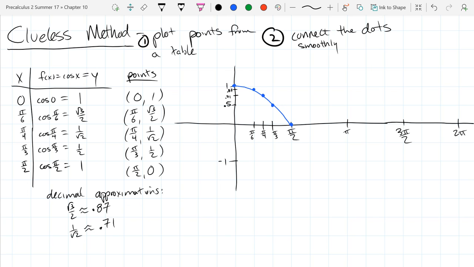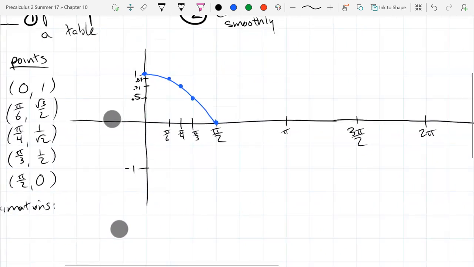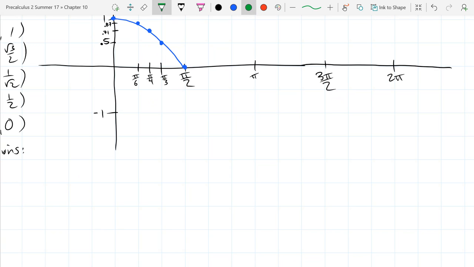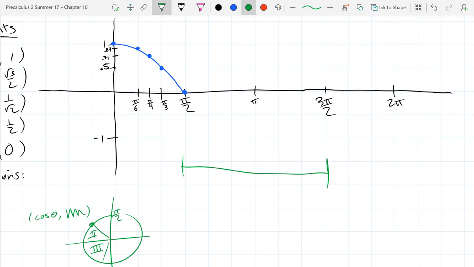I could extend my table further, keep dropping down, getting more and more values, but what I'm going to do instead, we're not completely clueless about the cosine function. So what happens to cosine after pi over 2? Let's draw a unit circle for a minute here. That's pi over 2. What happens over here? Remember, I only care about cosine theta. I shouldn't use the letter x. So what happens? The cosine becomes negative. Cosine is negative in quadrant 2, and cosine is negative in quadrant 3. And quadrant 2 and 3 correspond to angles between pi over 2 and 3 pi over 2.